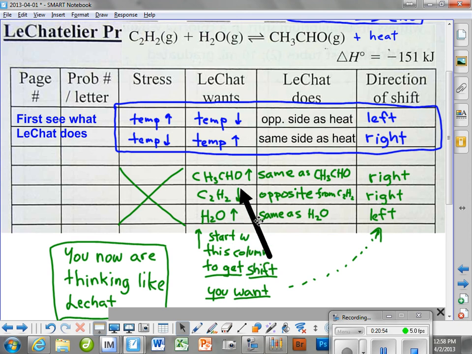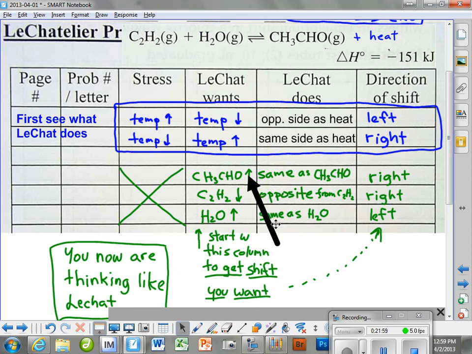Now, how am I going to get C2H2 to go down? Well, to do that, we have to go to the opposite side as the C2H2. Now you see, everything is from the perspective of these guys and not from the heat. When I was doing the LeChat stuff, I was doing everything from the heat perspective. So down here, when I say C2H2 down, this guy's on the left side, and down always means opposite to LeChat, and opposite of the C2H2 being on the left would be a right shift. So if I want LeChat to do a right shift, I'm going to cool the reaction mixture. Isn't that neat?